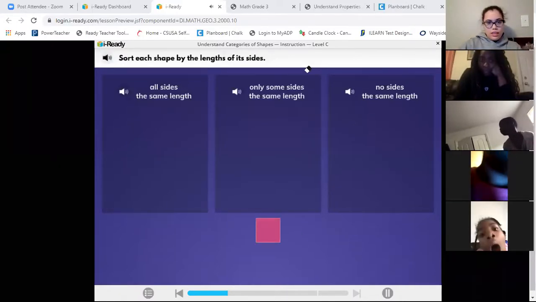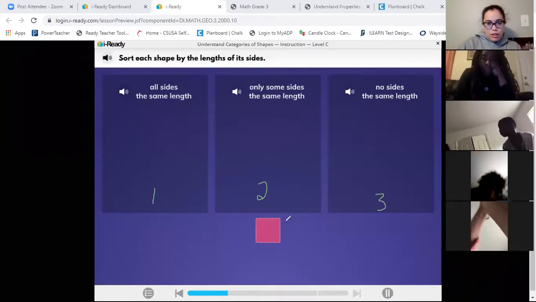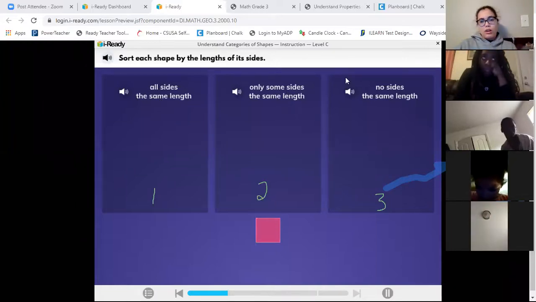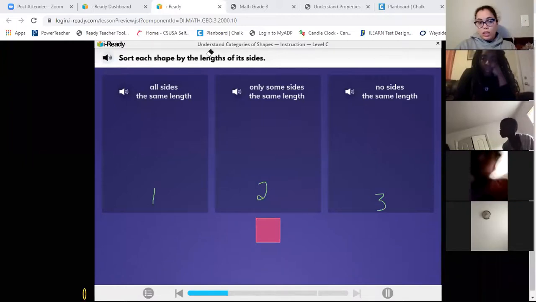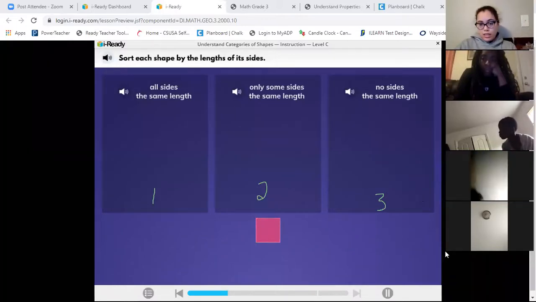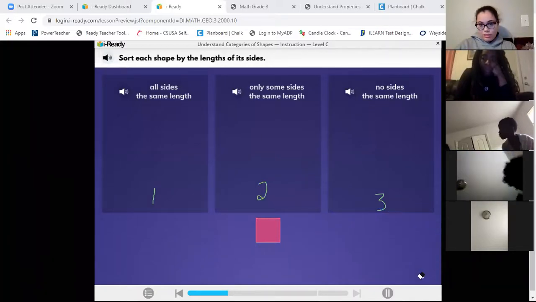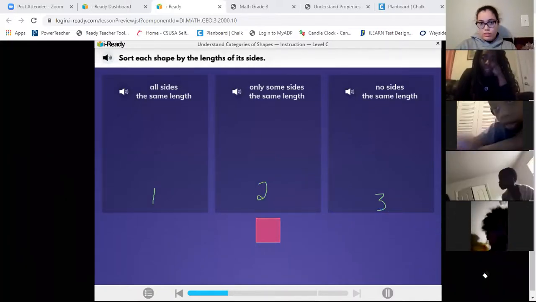Okay. So for this one, number 3. So the square: are all sides the same length? Are only some sides the same length? Or are no sides the same length? We need to stop drawing on the screen. So please stop drawing on the screen. Thank you. Yeah, let's stop drawing on the screen, friend.